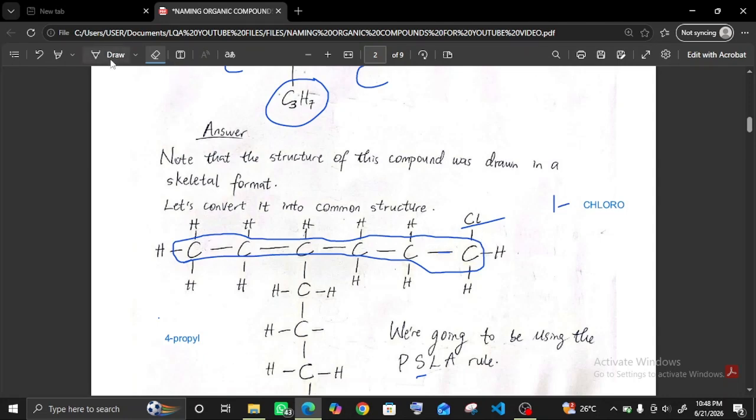If I should name it forward, this would be 1, this would be 2, this would be 3, this would be 4, this would be 5, and this would be 6. If I should name it forward, you'll see that this one we have 3 propyl. I'm talking about this substituent right here. So you have 3 propyl, while this we have 6 chloro.